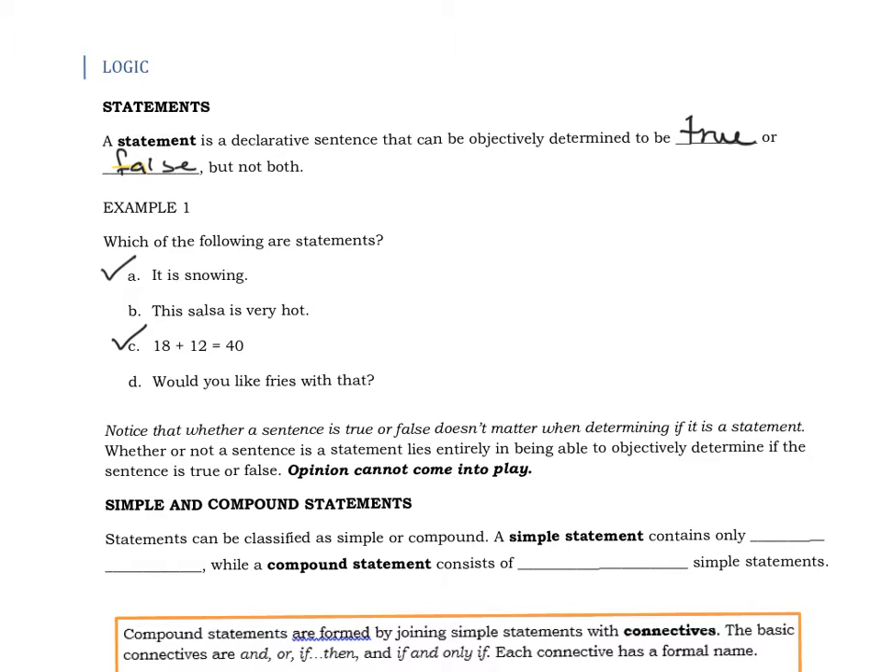Notice that whether a statement is true or false doesn't matter when determining if it is a statement. Whether or not a sentence is a statement lies entirely in being able to objectively determine if the sentence is true or false. Opinion cannot come into play.